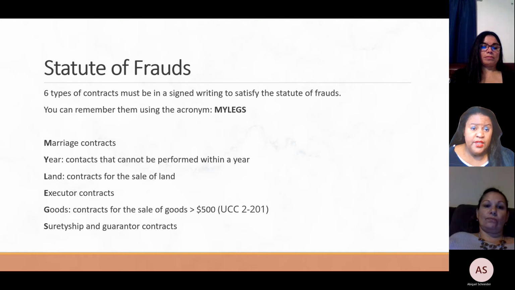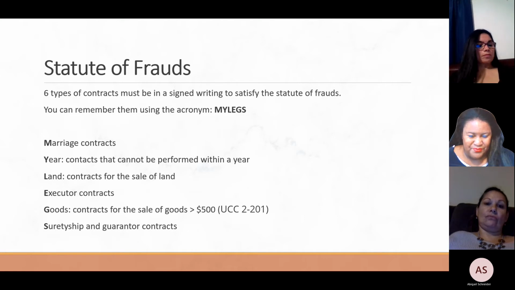In England, there was a contract for marriage. We don't have those in the United States. But in England, there was a dowry associated with a marriage. So they wanted to uphold a contract for marriage. It had to be in writing to be enforced. Contracts that cannot be performed within a year. A year from now, we may forget what we talked about today. So contracts that cannot be performed within a year must be in writing to satisfy the statute of frauds.